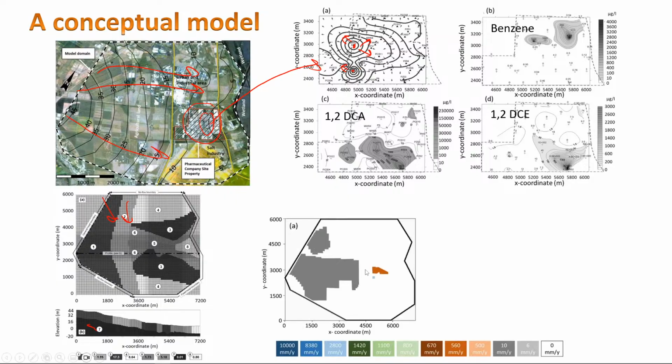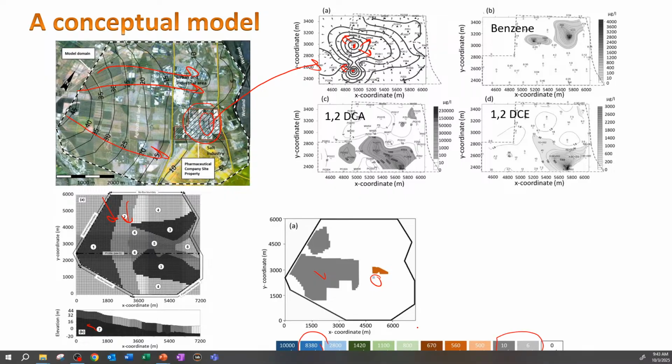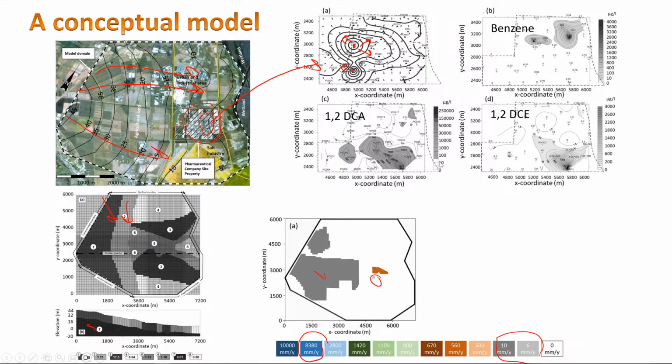That's how we conceptualize the different recharge. You see here, the recharge is a very high value, like 8,000 millimeters per year, versus the recharge in most of my model, which is 5 to 10, or even zero in some parts. I'll be getting zero recharge in some parts.